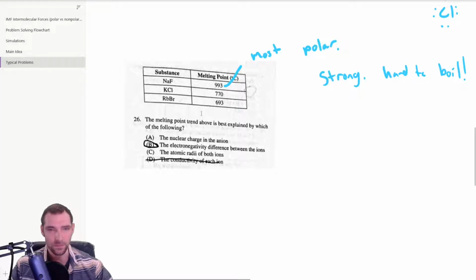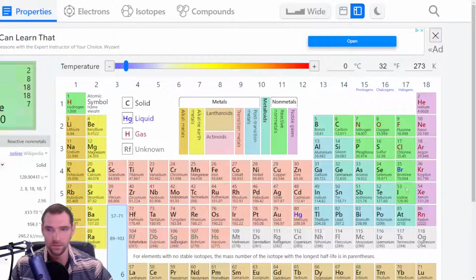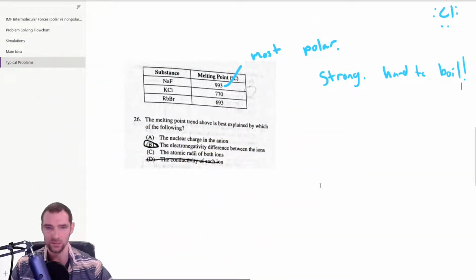And then Rb and Br, where are those? This is even less electronegative. So these things essentially are getting to be less electronegative. And so there's less of a difference between the two in terms of how much they're holding on to electrons.